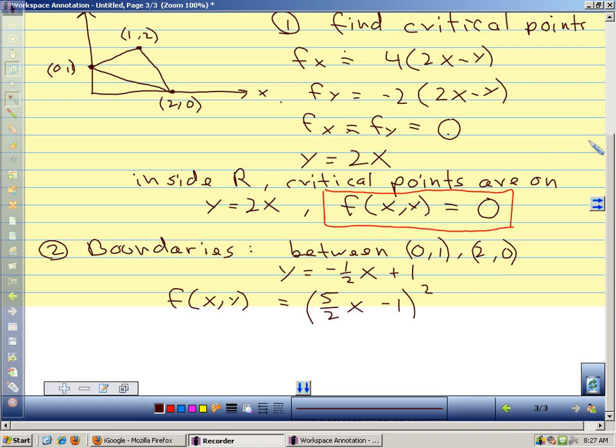F is a minimum between 0 and 2. F is a minimum when x is 0.